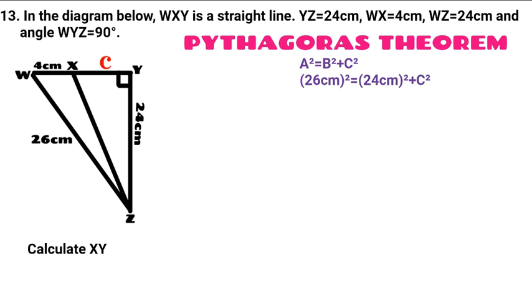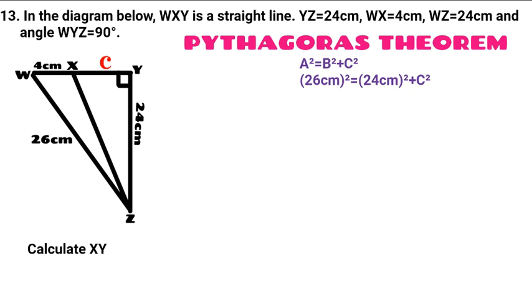Now, even though I've used C to denote the distance we're going to find, which is X to Y, the C I've written in the formula stands for the distance from W to Y. It's just a coincidence that I've used C. I could have used B or any other letter. But the C in the equation stands for WY, not the C in the diagram.